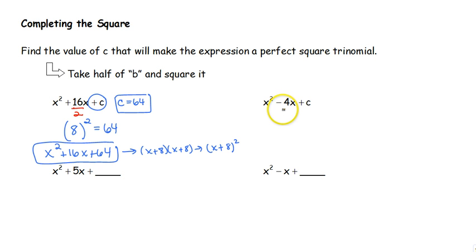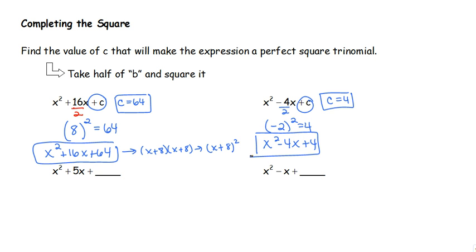So we're going to do the same thing with the next one. To find that c value that's going to give us that special case, we take half of the middle term, which is -2, and then we square it. A negative times a negative is a positive 4. So in this case, our missing c value was 4. And when I plug that in, my perfect square trinomial is x squared minus 4x plus 4.